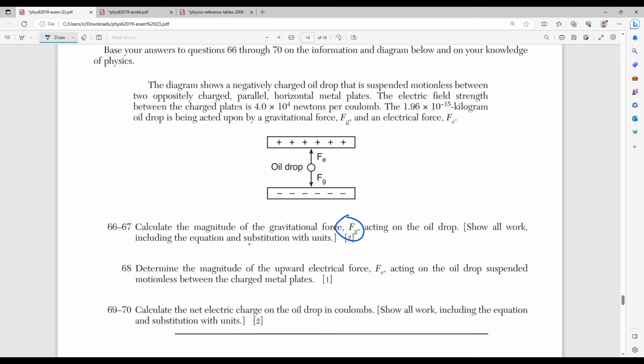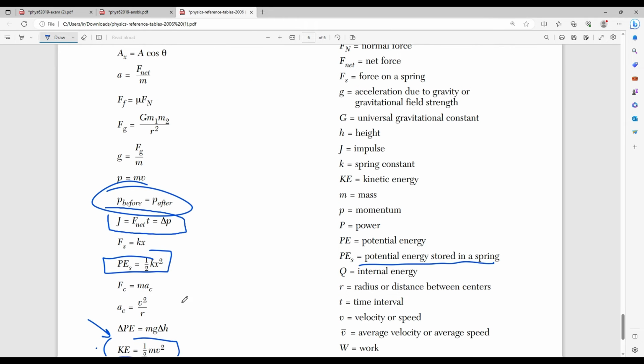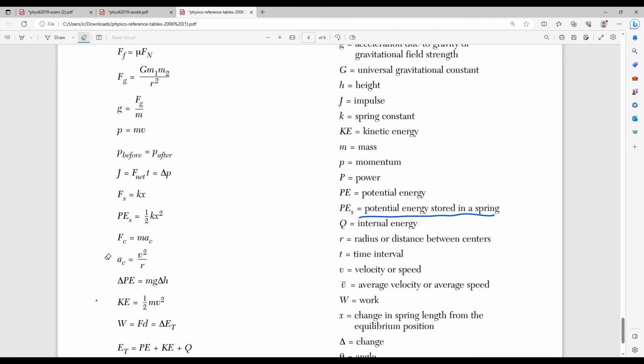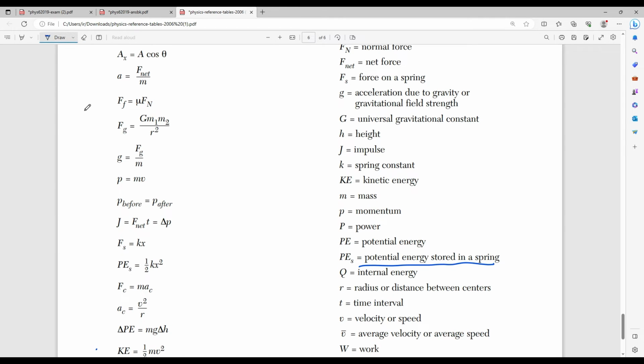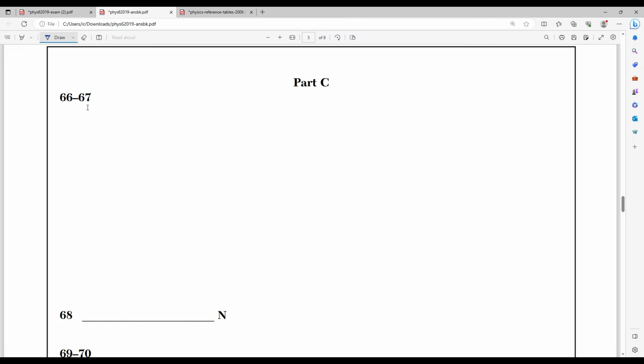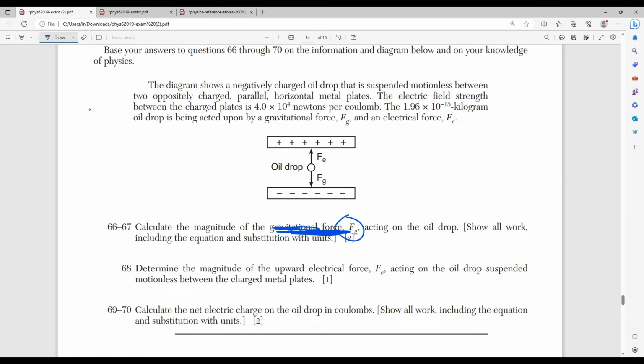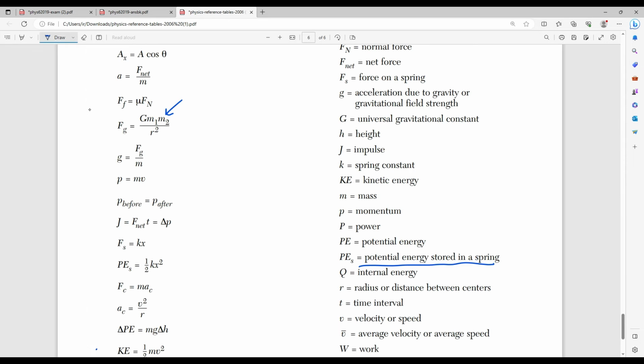So it's asking us for the gravitational force F g. If we go into our reference table, it's getting a bit cluttered up, so I'm just going to delete it. It's right here, it's saying that F g, obviously we're not going to use this because we don't know the mass of these two plates. We only know the mass of the oil drop. So we don't have m1 or m2. What we do have is the mass, and what we do have is gravity, and what we're asking for is F g.